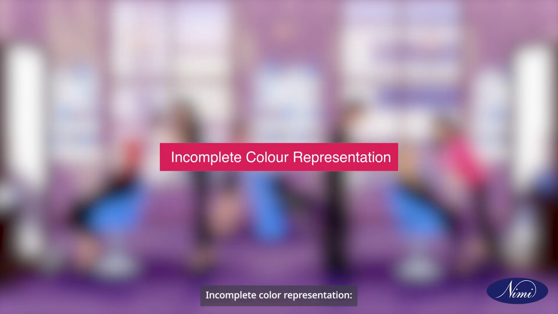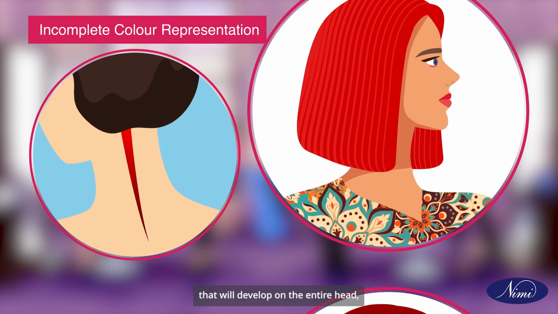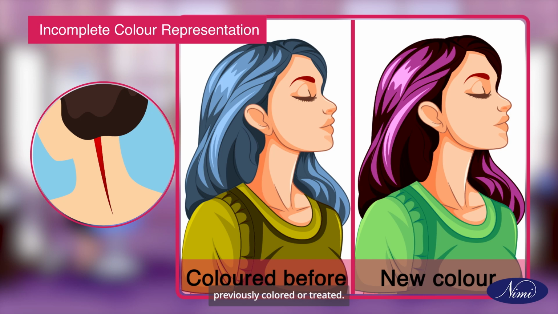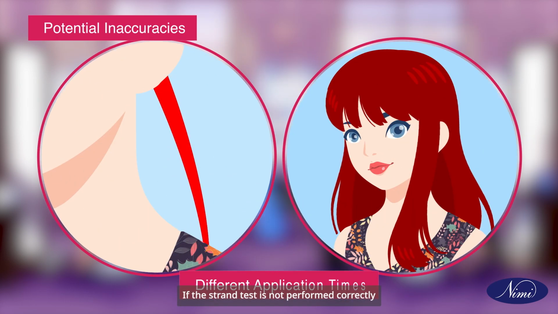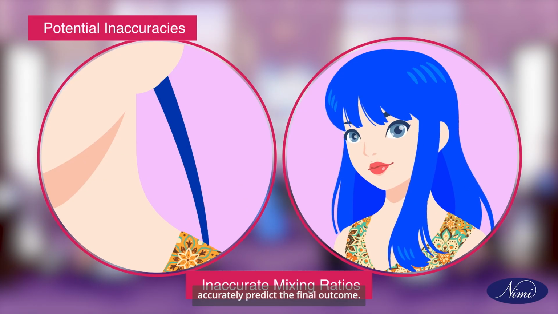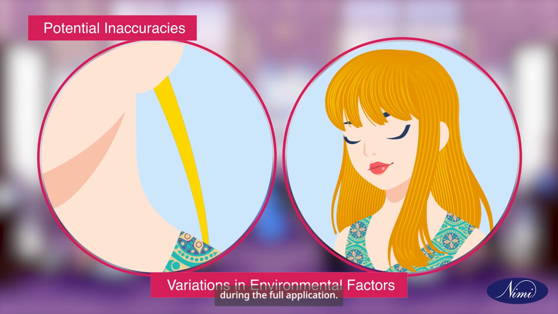Incomplete color representation. The final color on the strand test may not be identical to the color that will develop on the entire head, especially if the hair has been previously colored or treated. Potential inaccuracies. If the strand test is not performed correctly or with precision, the results may not accurately predict the final outcome. This could lead to unexpected results during the full application.